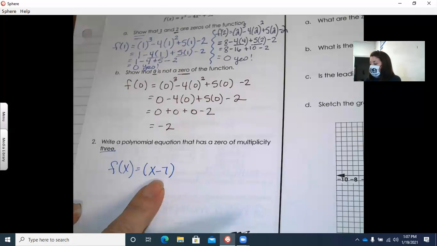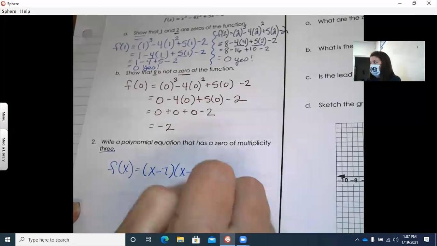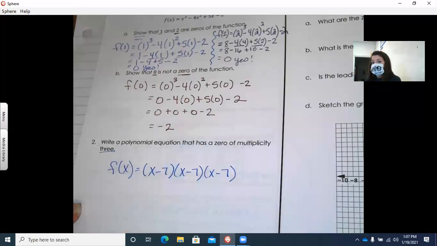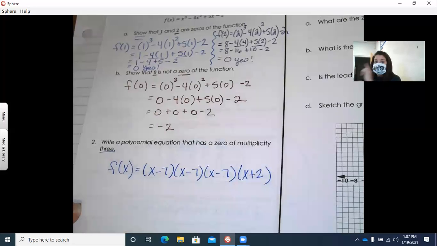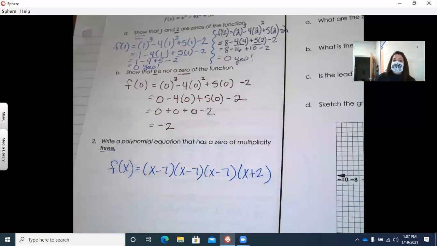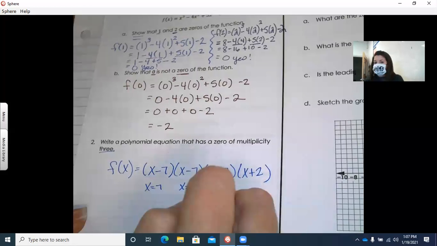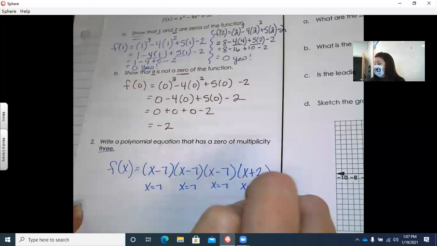So if that's got to occur with a multiplicity of 3, wouldn't I need to write that 3 times? Right? Could I throw in something else? Could I throw in an x plus 2? Sure. And I could throw in whatever. But as long as I had 3 factors that were identical, then I'm going to have a 0 that has a multiplicity of 3. Does that make sense? Because this will be x equals 7. This will be x equals 7. This will be x equals 7. And what will x plus 2 be? Negative 2. Just totally made those numbers up. Does 7 have a multiplicity of 3?